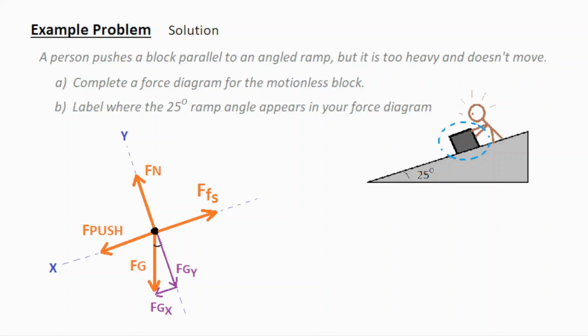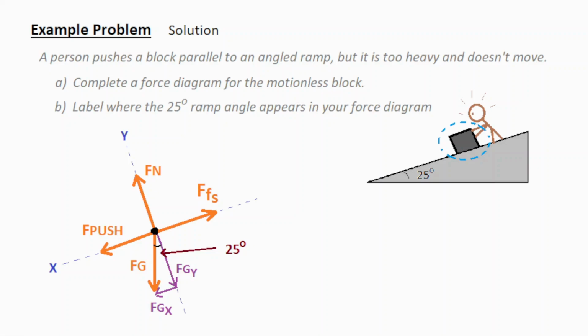Because this problem contains an angled ramp, I would want to use the 3 rotation steps mentioned earlier. Notice how I have aligned the positive y-axis with the normal force. I have drawn the gravitational force y component directly across from the normal force and along the negative y-axis, and now I can label the ramp's incline angle of 25 degrees between the gravitational force and its y component. So I've already answered question B.